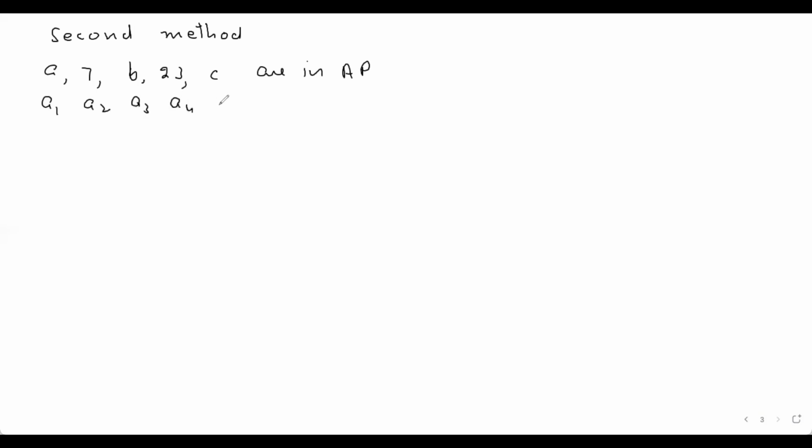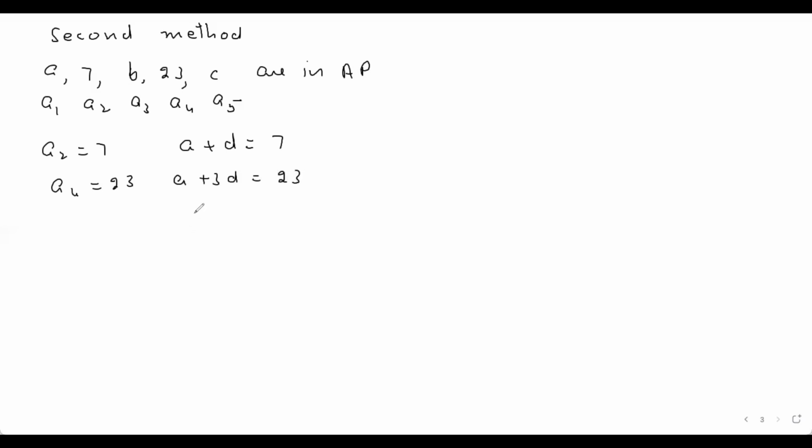Now the second method. We know A, 7, B, 23 and C are in AP. Now this is A1, this is A2, this is A3, this is A4 and this is A5. Now here A2 is 7. This is given to us. A4 is 23. This is given to us. So A2 is 7 means A plus D is equal to 7. A4 is 23 means A plus 3D is equal to 23.